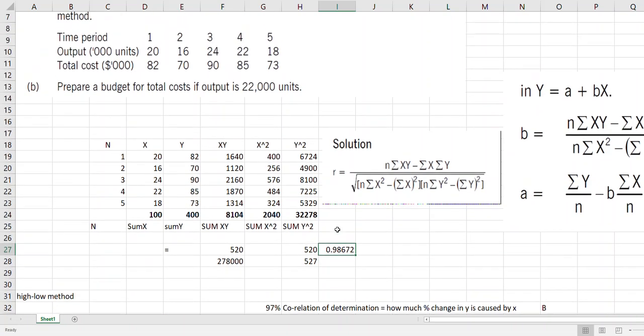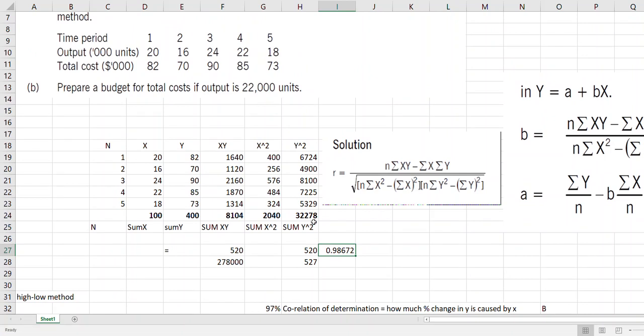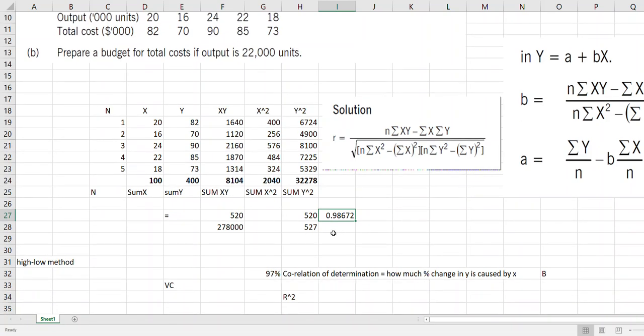So this is relation. So there is a relation between units and cost, and the relation is not perfect. If it was perfect, it would be 1, but it is strong. Anything near 90% would be strong.